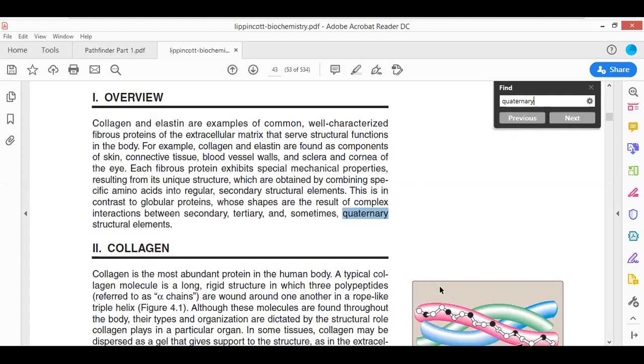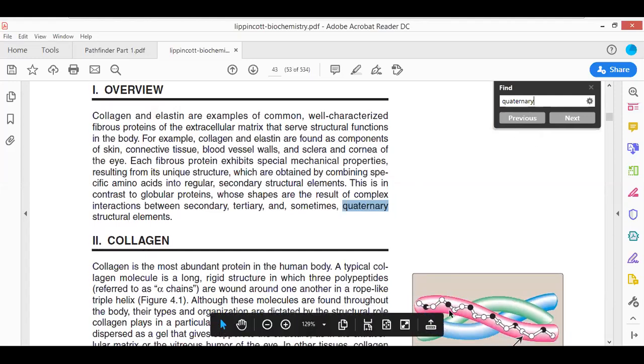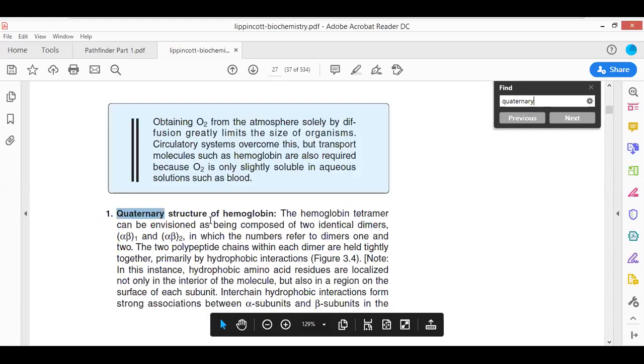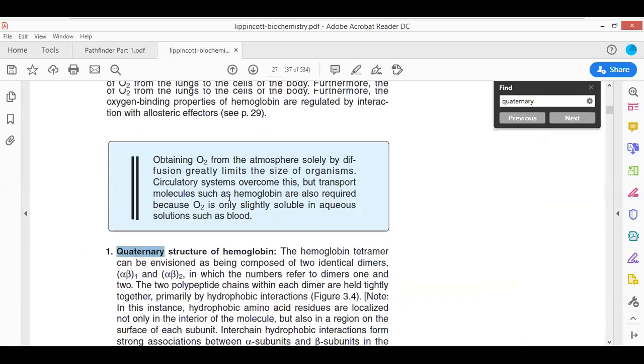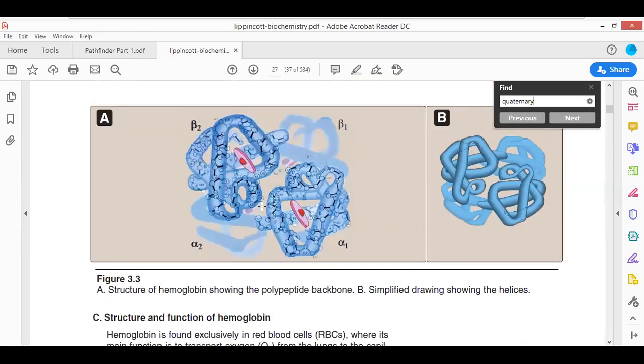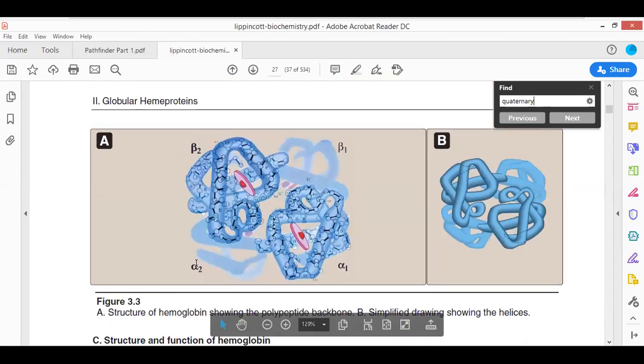Because there are three polypeptides present in collagen, collagen also forms a quaternary structure. Now look here towards the structure of hemoglobin. In hemoglobin, there are two alpha chains and two beta chains. All these alpha and beta chains are coiled over each other and interact with non-covalent interactions, thus leading to the formation of the quaternary structure of protein.